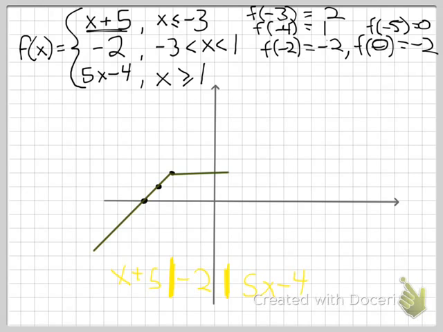Okay, last one now, once it hits 1, this one includes 1 here, our last one, we have to look at the new equation, 5x minus 4. So I'll use 1. That gives me 5 minus 4 is 1. And if I do f of 2, I get 6. So let's plot these points here. I have (1, 1) and (2, 6).